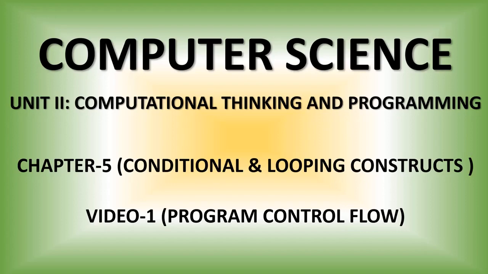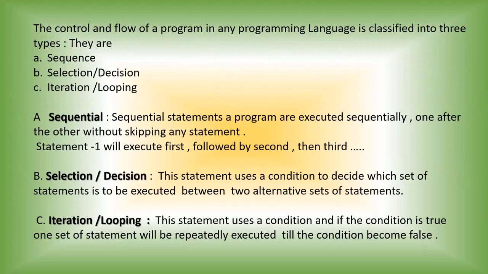The flow of execution of the program. The order of the execution of the statements in a program. The flow of control of the program instructions, or we can say the order in which the statements in a program are executed, is classified into three types.